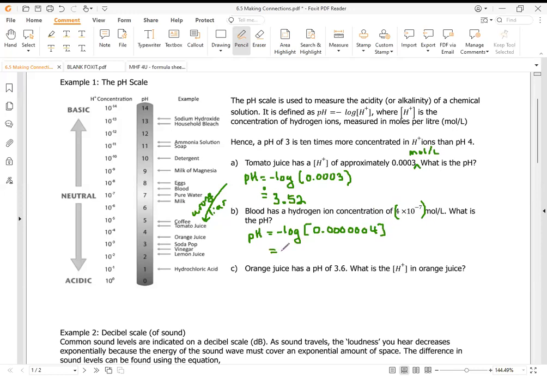That is negative log 1, 2, 3, 4, 5, 6, 7. That's approximately 6.397. So it's going to be rounded to 6.40. Is that wrong here too?